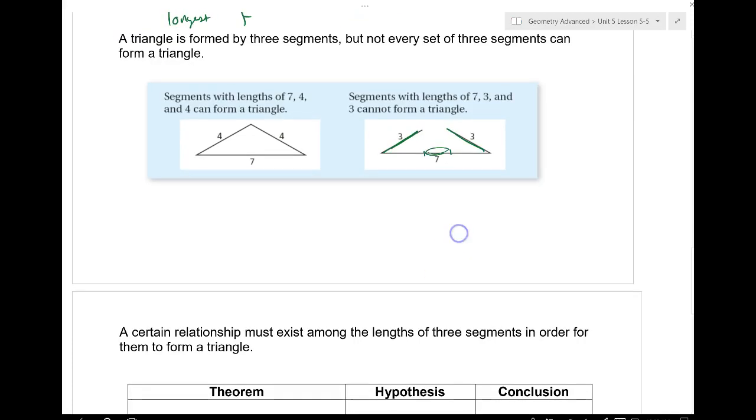So what if I actually did something like this? What if I had the fact that this is 6? Can I have this one of 3 and this one of 3? Will they make a triangle? Would those three segments, 3, 3, and 6, make a triangle? Why not?